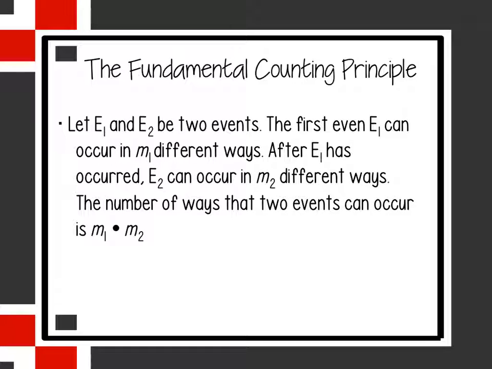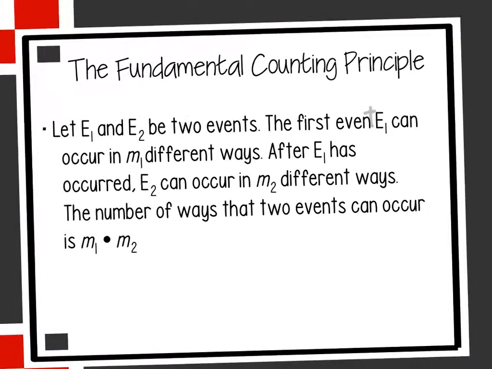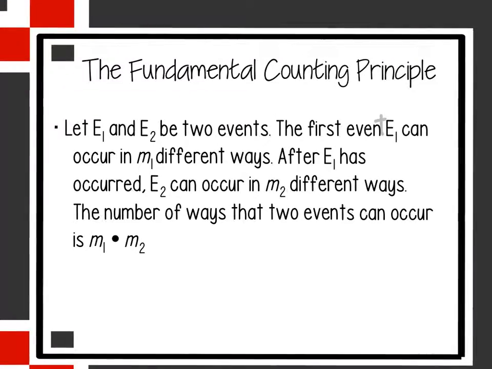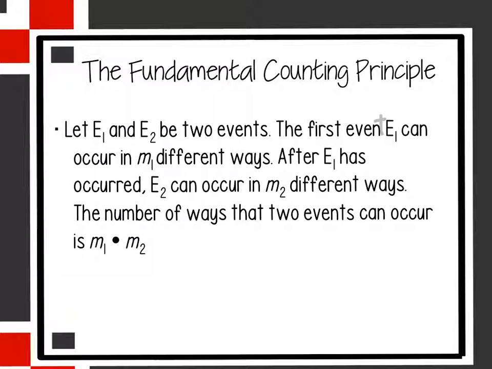All right, the fundamental counting principle says if you have 2 events, and we'll call them E1 and E2, so 2 separate events, and the first event can occur M1 different ways, and then after E1 has occurred, E2 can occur M2 different ways. The number of ways that the 2 events can occur is M1 times M2. So if you're doing 2 different things, you would take the amount of times the first one can happen times the amount of times the second one would happen.